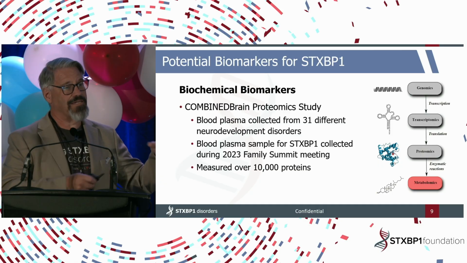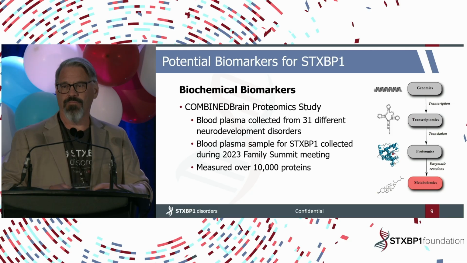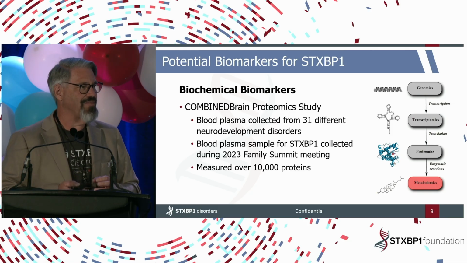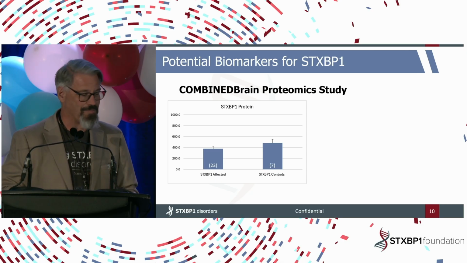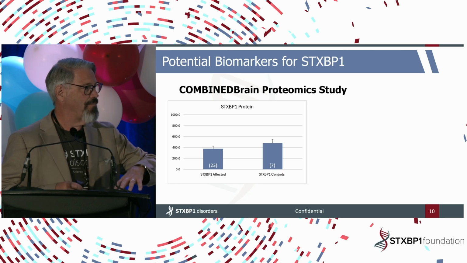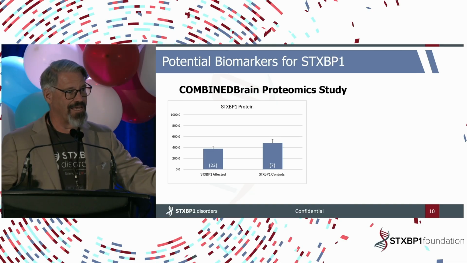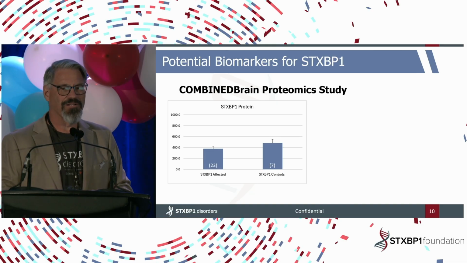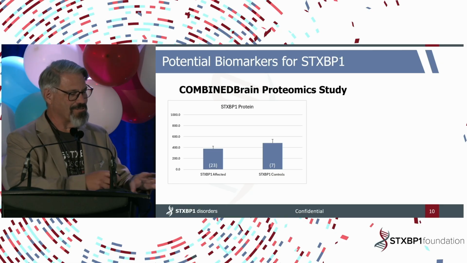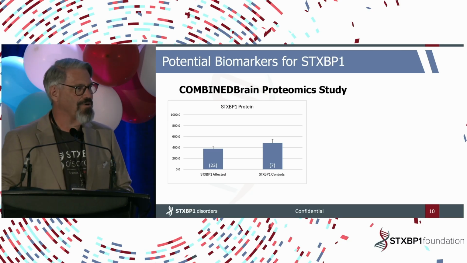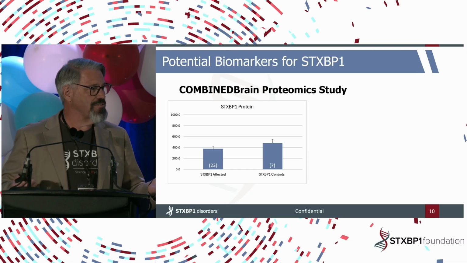The blood that they used for STXBP1 was collected during the Family Summit in 2023. And they took the blood, the plasma, and they measured over 10,000 different proteins. And in our STX population, we had 23 affected samples that they took and 7 control samples that they took. And if we just look at STXBP1, there were 10,000 proteins, but I'm not going to talk about all 10,000 because I only have 2 minutes now. But I'll talk about STXBP1. So you can see that there's a little difference here, right? And we're kind of hoping STXBP1 is a haploinsufficiency.